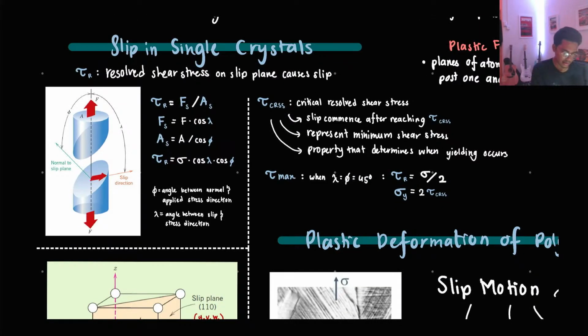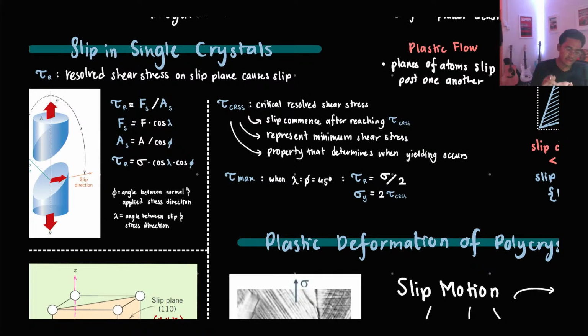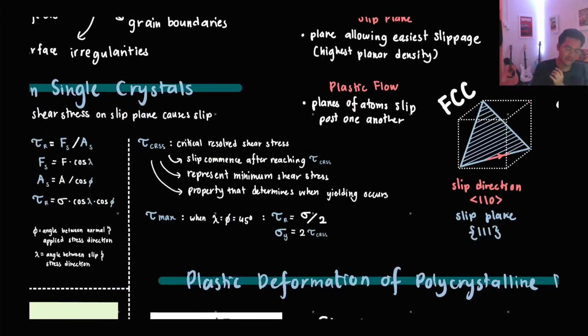Okay, so slip in single crystals. What does it mean as single crystal? It means that the compound only has one slip plane. If you have multiple crystals in a compound, it will have multiple slip planes. Theoretically we want to study the compound with a single crystal, but it's actually hard to find compounds with single crystal. Most of the metals are polycrystal. That's why we call metals polycrystalline structures, because they have multiple crystals which have multiple slip planes. Okay.